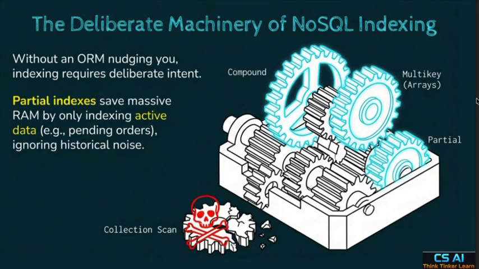NoSQL indexing requires deliberate intent because you don't have an ORM nudging you. Partial indexes are a massive win for performance. They save RAM by only indexing active data, like pending orders, while ignoring millions of rows of historical noise. This keeps your indexes small, fit in memory, and prevents the dreaded collection scan.